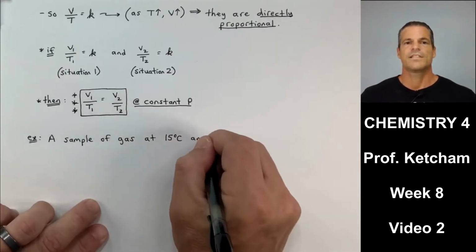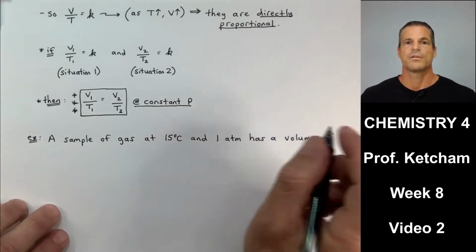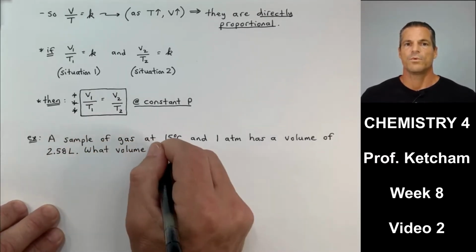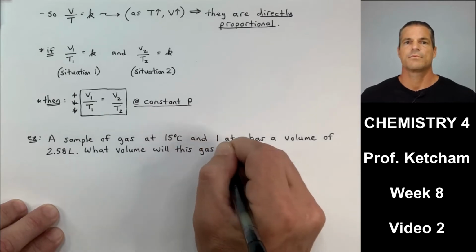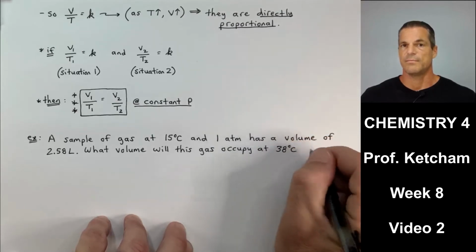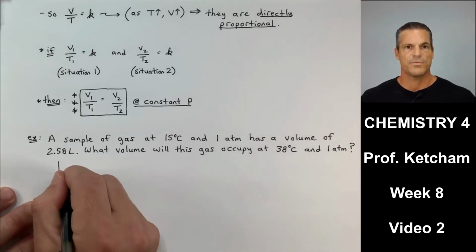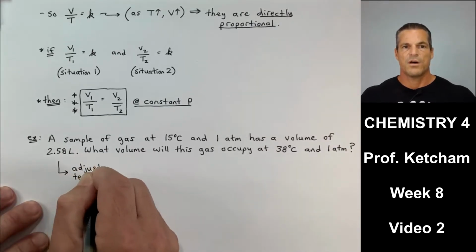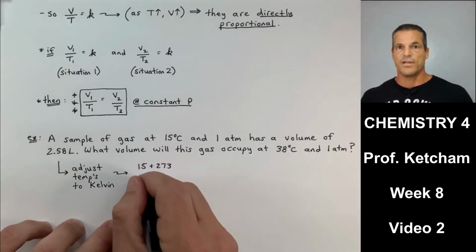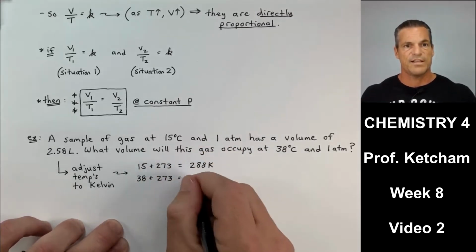Example. A sample of gas at 15 degrees Celsius and 1 atmosphere of pressure has a volume of 2.58 liters. What volume will this gas occupy at 38 degrees Celsius and 1 atm pressure? You notice the pressure stays the same, or in other words, it's constant. That's the condition we need. And what they're asking is what volume the gas will occupy if the temperature is increased. Well, if the temperature goes up, the volume is going to have to go up. We expect a value greater than 2.58 liters.